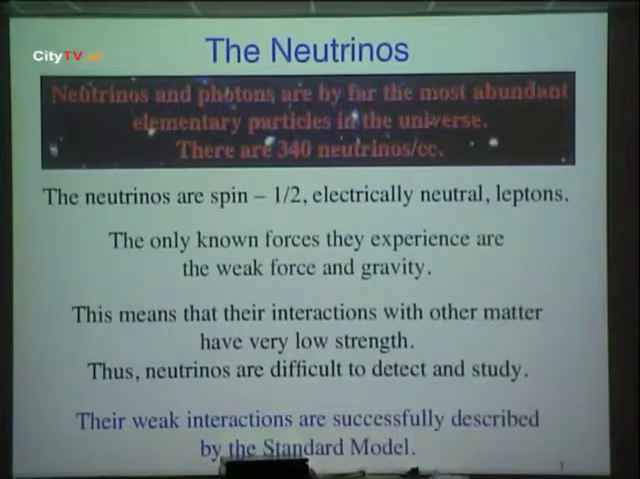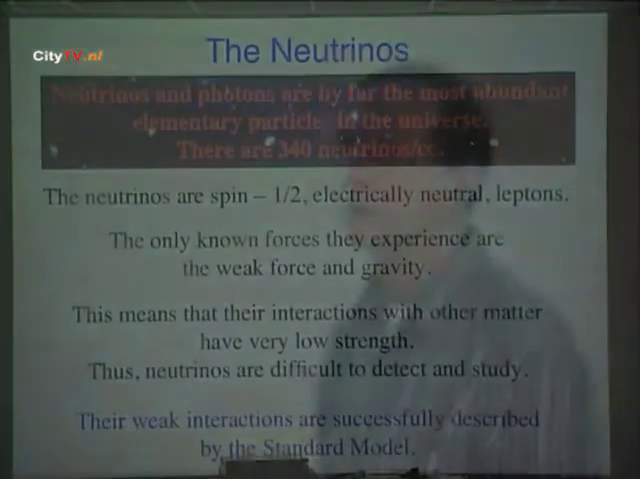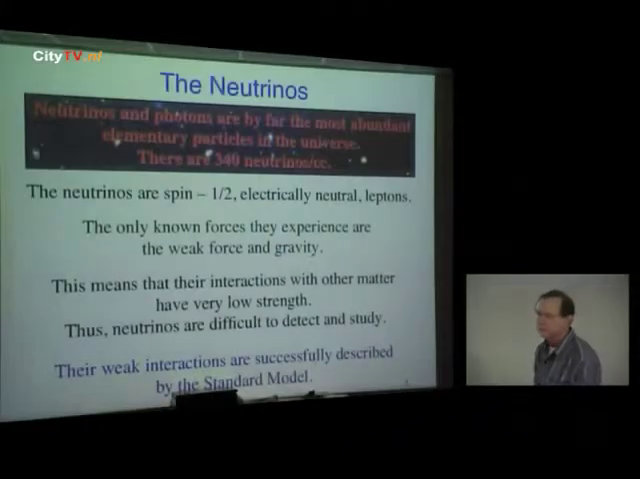Neutrinos and photons are, by a long shot, the most abundant elementary particles in the universe. They're about 1 billion times more abundant than electrons, neutrons, protons. They have comparable numbers, and there are about 340 neutrinos per cubic centimeter in the universe, everywhere, like here.